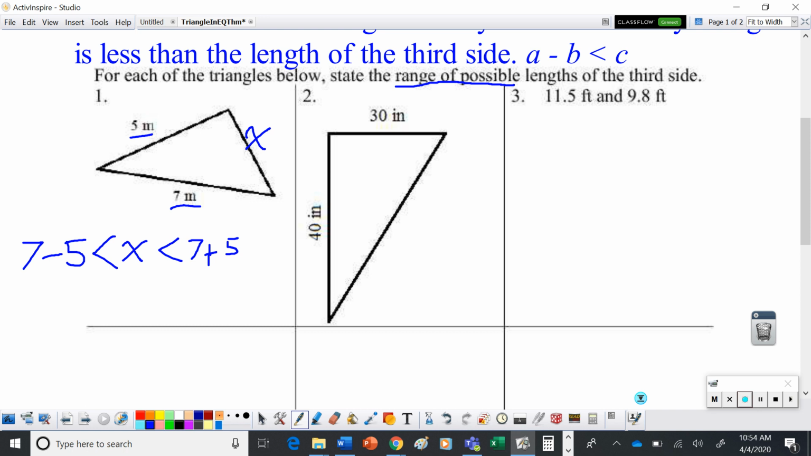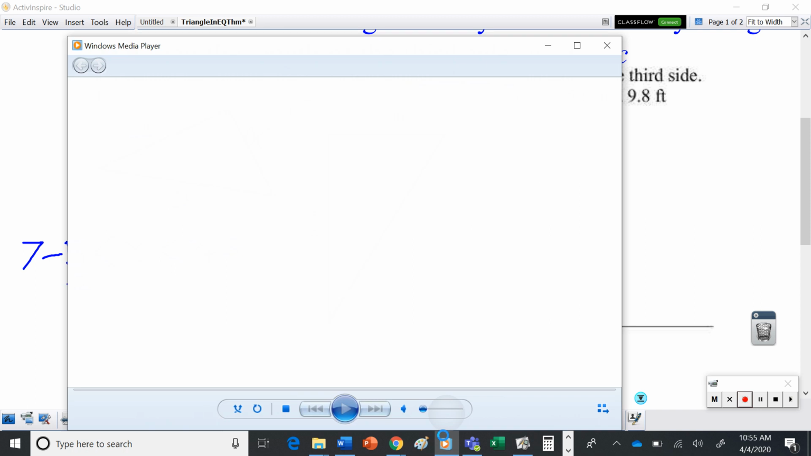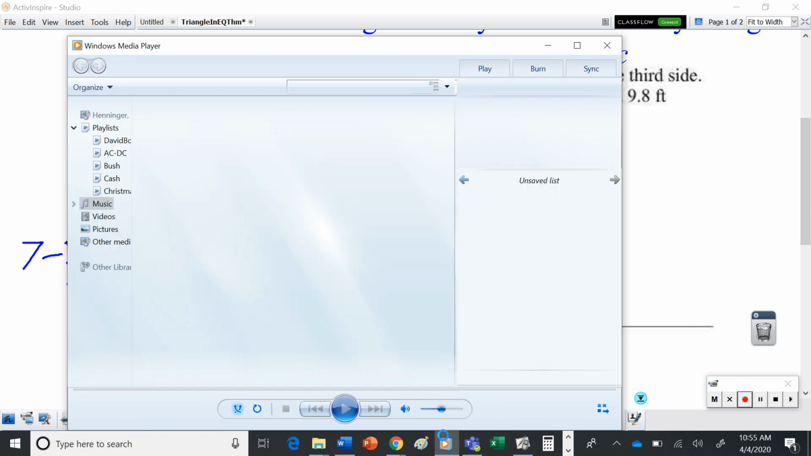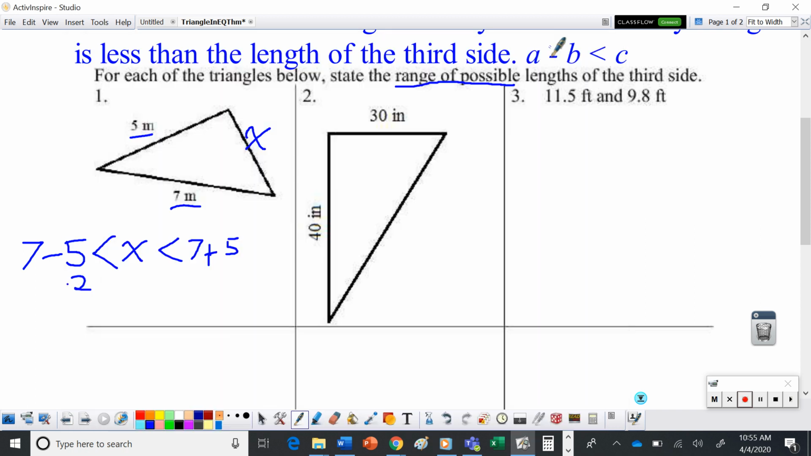So we simplify both sides that we can. 7 minus 5 is 2. It looks like it says negative 2. Oops. Hold on, guys. There we go. Okay, so we subtract those two, we get 2. That has to be less than x, which has to be less than 7 plus 5, which is 12.